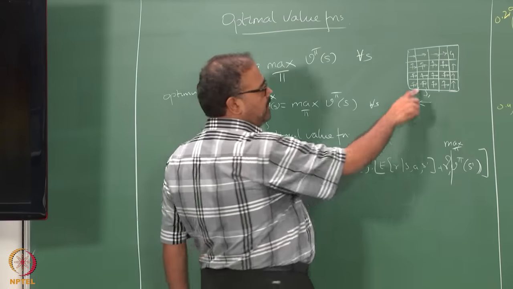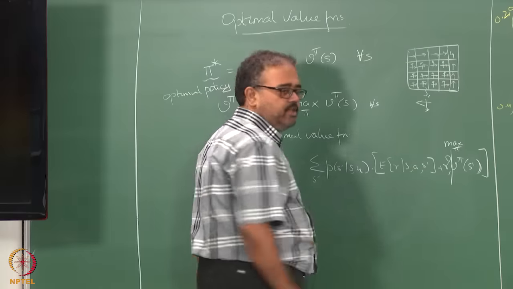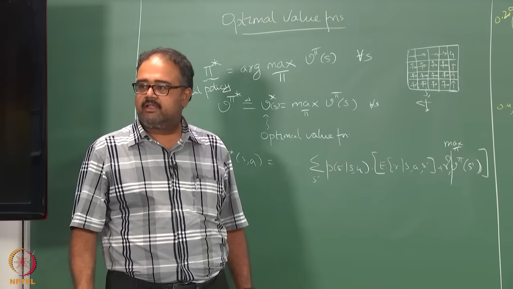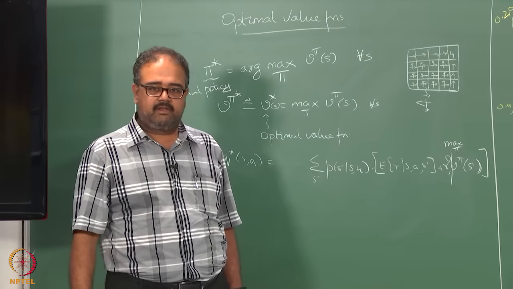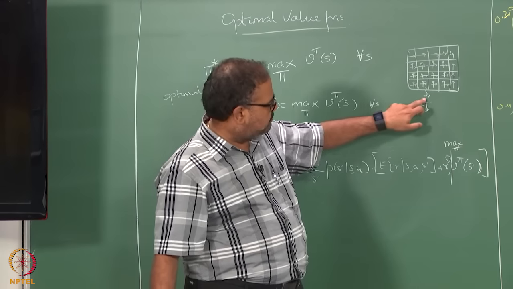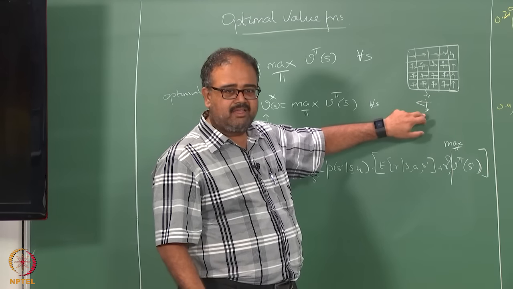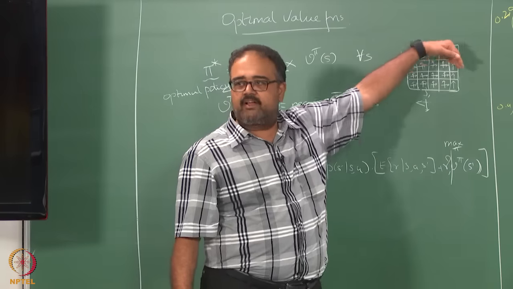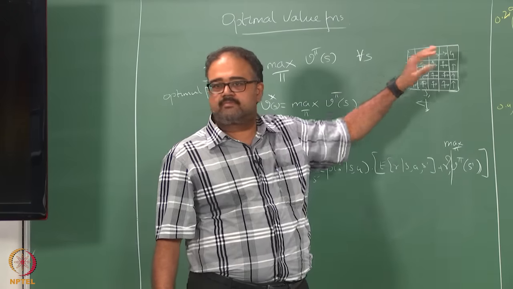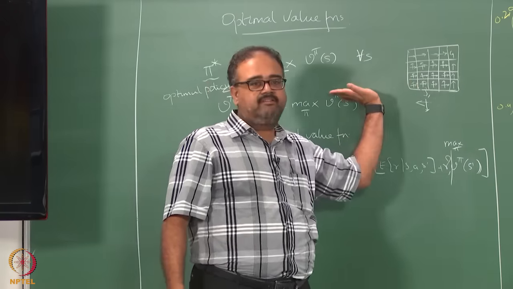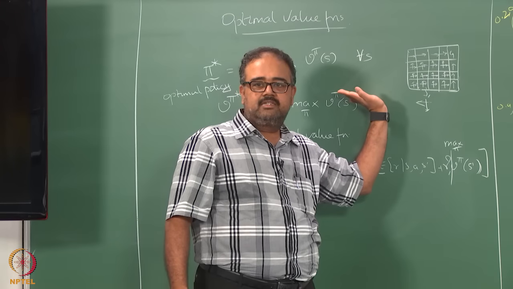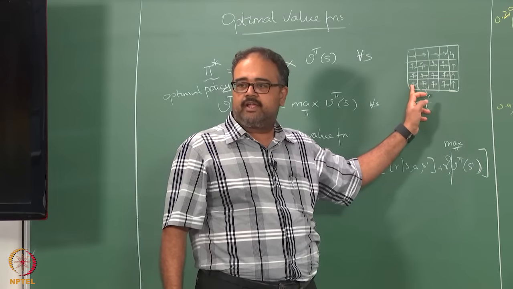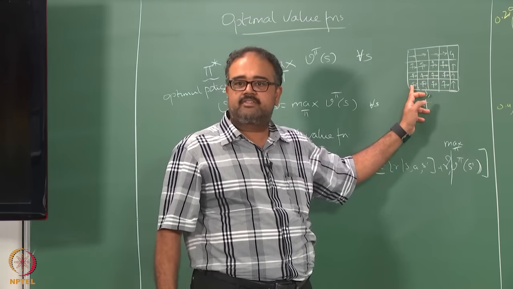Right, I can have a Q star A defined for this action also. For each one of these actions, I can have a Q star defined. You see that? So the Q star of the down action will essentially be minus 1 plus V star of going from here to the goal. And the Q star of this action will be minus 1 plus the V star of going here, assuming it is deterministic.